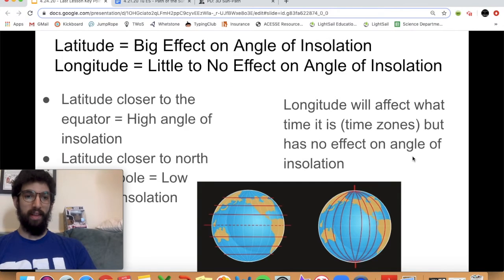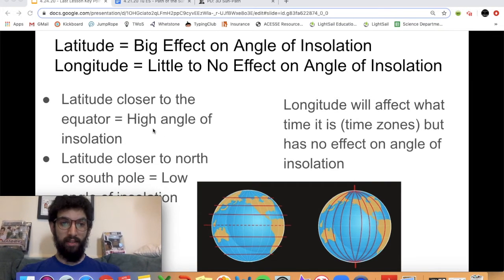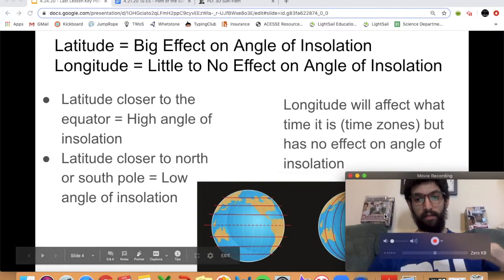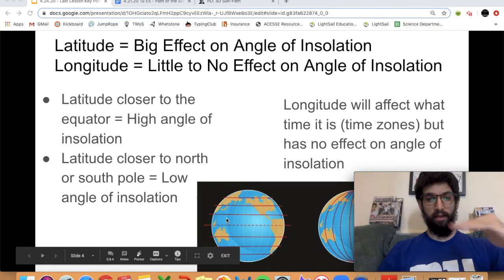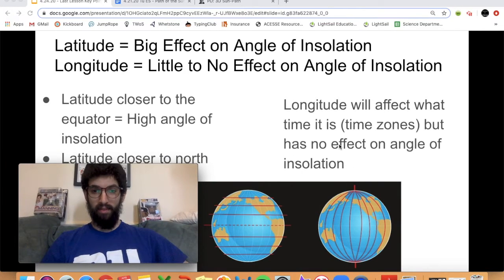All right, and then lastly, for longitude and latitude, you should have seen that latitude changes the angle of insolation, and longitude does not. When we change our latitude, the closer we are to the equator, the higher our angle of insolation is. The closer we get to the north or south pole, the lower our angle of insolation is. So right here at the equator, very high angle of insolation, lower the further we get. Longitude changes your time zone, changes your time, and has no effect on the angle of insolation.